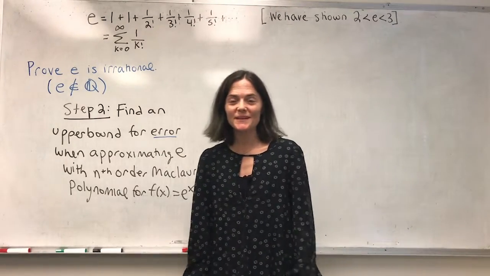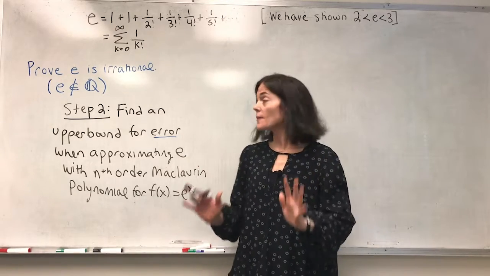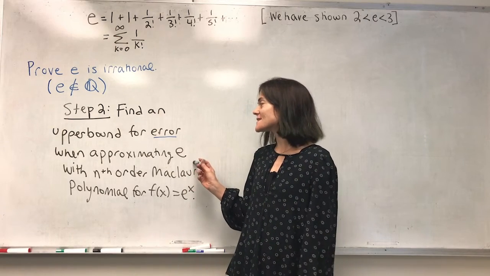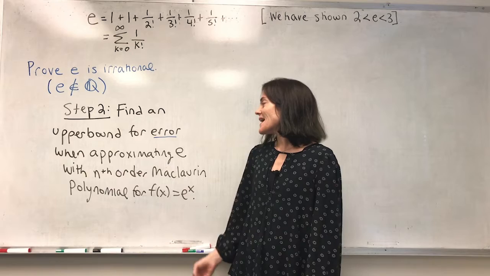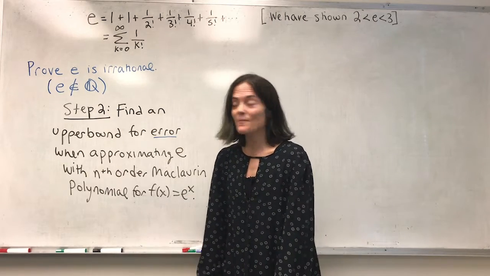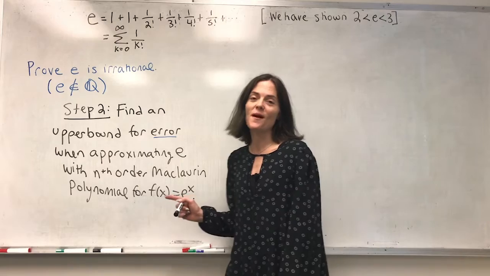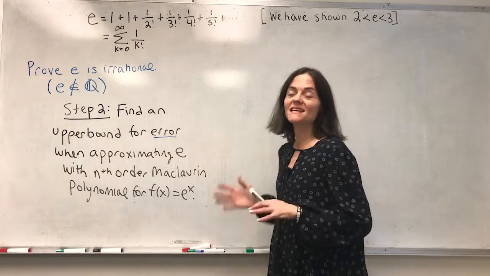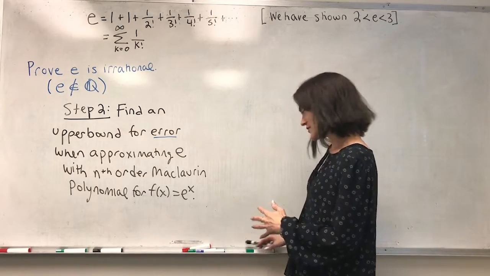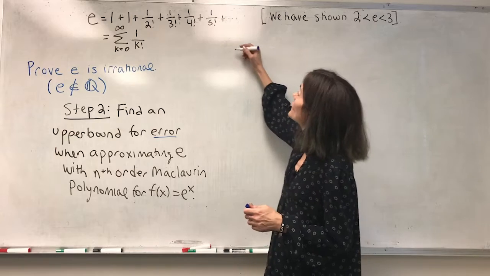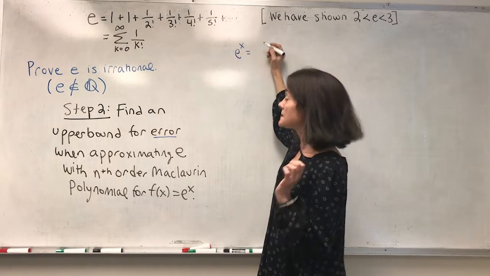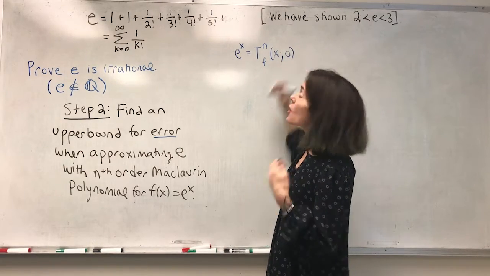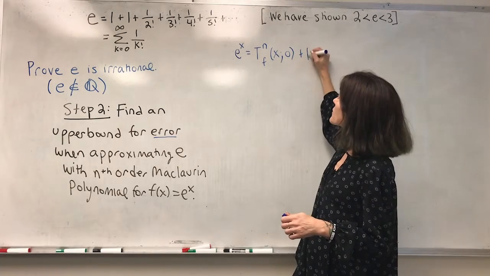This is step 2. It's our last step before we begin the proof. And this is to find an upper bound for the error when approximating e with the nth order Maclaurin polynomial for e to the x. And this is the Taylor polynomial with center 0. So let me remind you, this calculation is completely Calc 2 material, but let me remind you what we know. We know that e to the x is equal to the nth order Taylor polynomial at 0, or Maclaurin polynomial, plus the remainder.